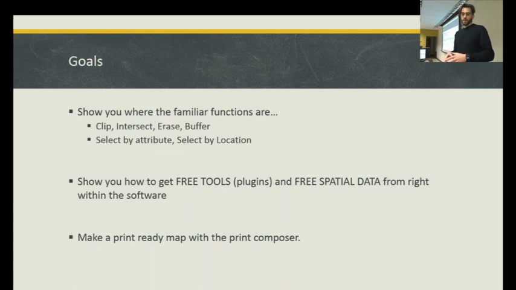Things you've already done in ARC, and then a difference between ARC and Q is that there's a whole bunch of plugins that you can just install for free from within the software, and we're going to use those to get some data. And then in the end, one of the most different things about Q is the print composer, and this is where a lot of people just look like deer in headlights once they get to this point. It's really different, and it's not obvious. It's not intuitive how to make a map with that.